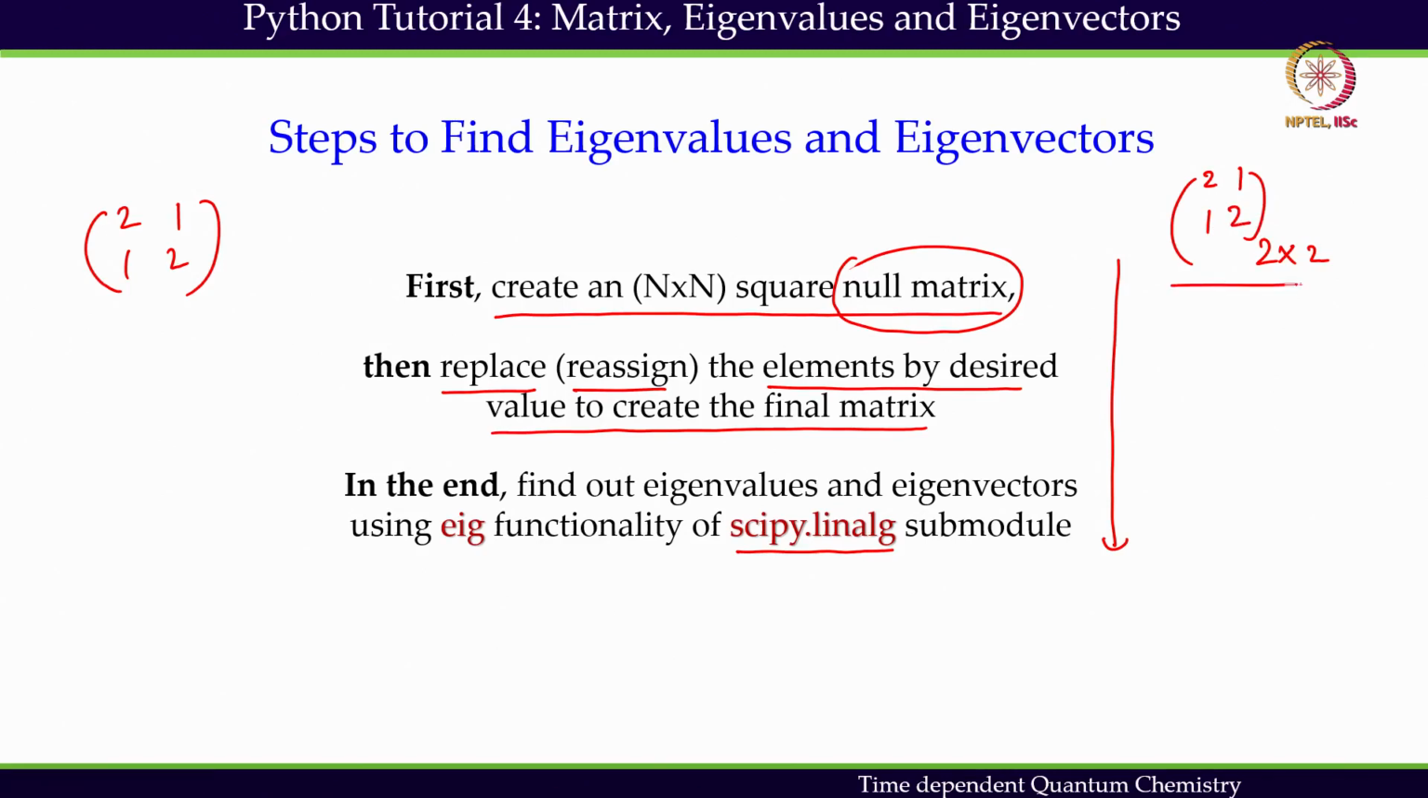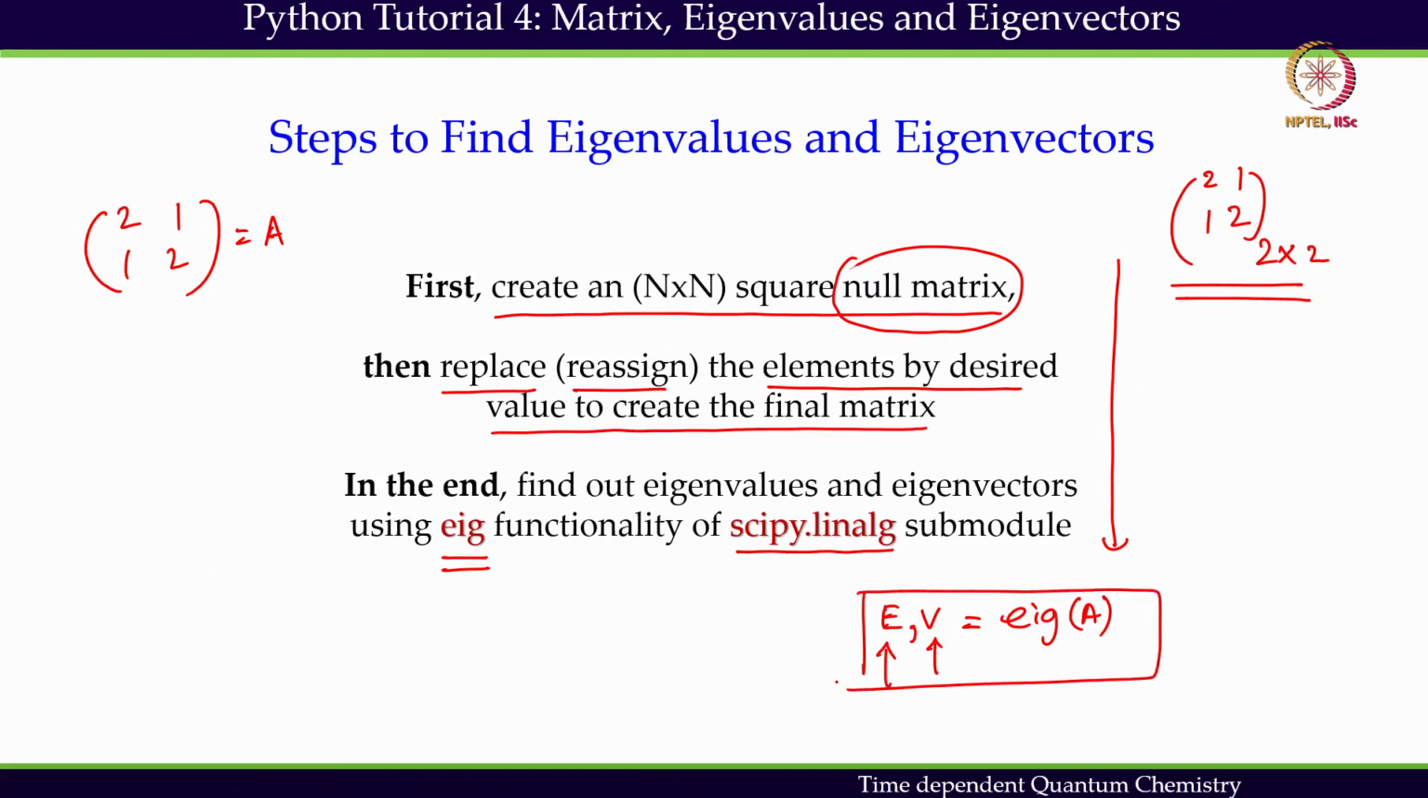And then once we have constructed the desired matrix, we can find out the eigenvalues and eigenvectors by simply using the EIG functionality. What we do in EIG functionality, we can just simply write down EIG within brackets. If I name this matrix, the array, to be A, then I will get this: E comma V, this is the energy, and the eigenvalues and eigenvectors will be given within this construct. It is a very simple way to do.